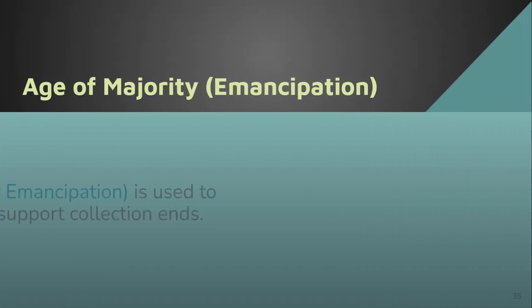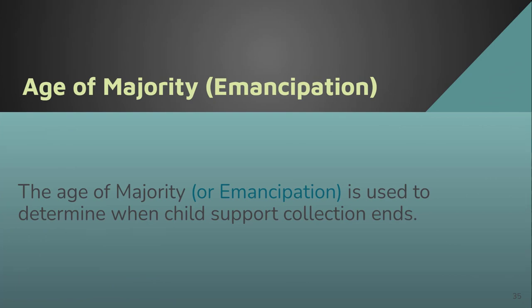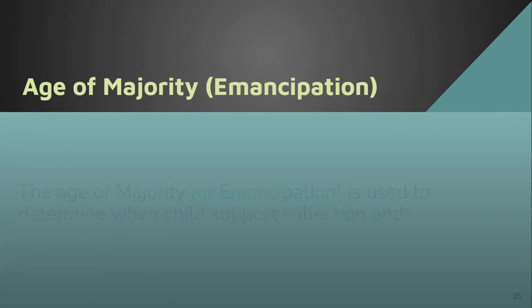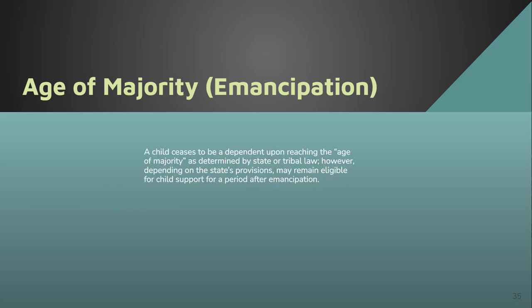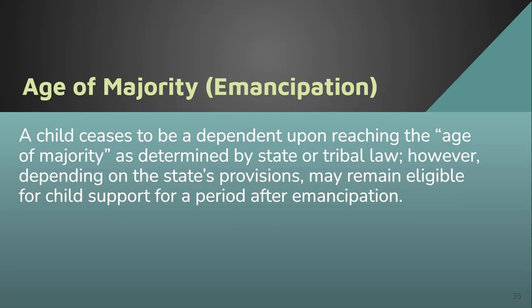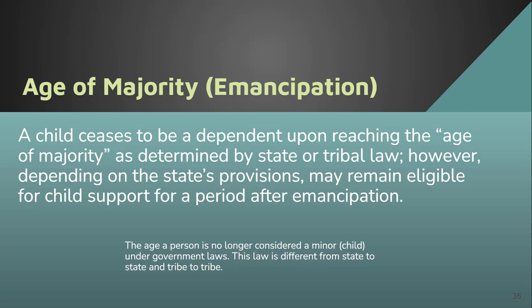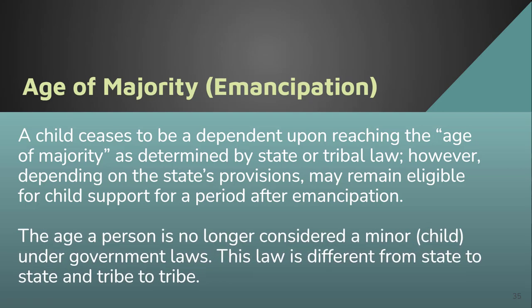Age of majority, emancipation. A child ceases to be a dependent upon reaching the age of majority as determined by state or tribal law, however, depending on the state's provisions, may remain eligible for child support for a period after emancipation. The age a person is no longer considered a minor child under government laws. This law is different from state to state and tribe to tribe.